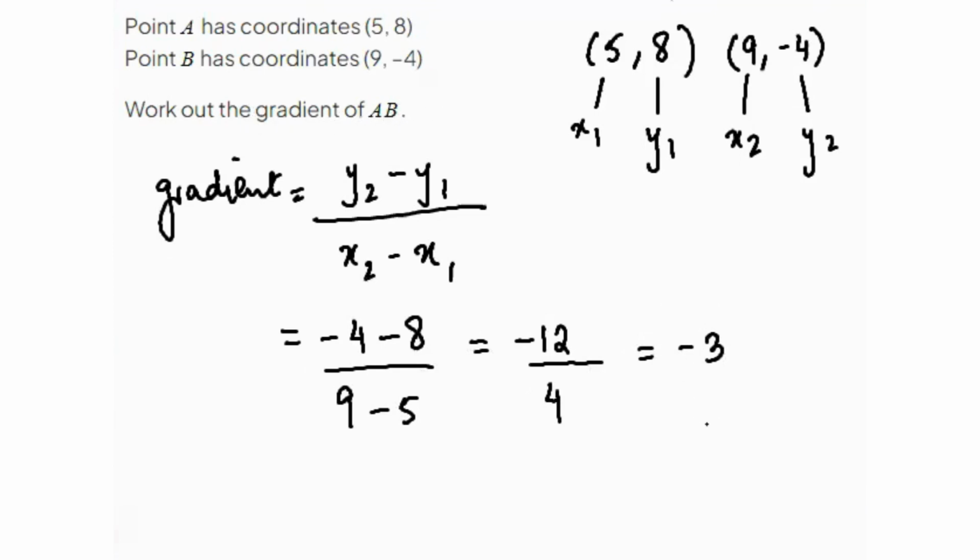Now, there is no restriction on assigning what x1 is going to be or x2 is going to be. A could have been x2 and y2 as well. But just make sure that if you're assigning A as x1, then the y value of that would also be y1.